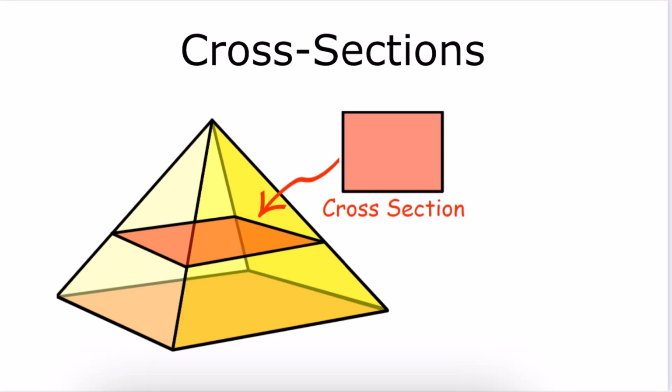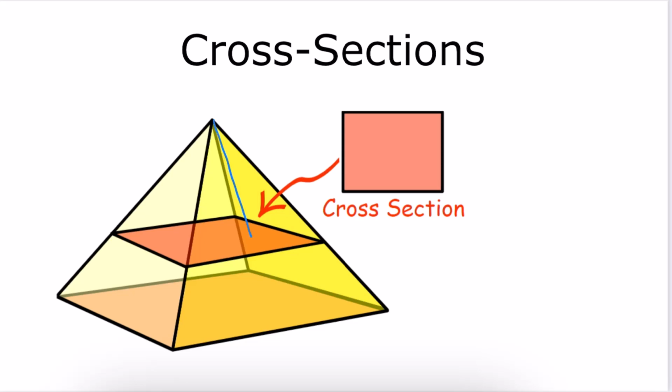So the idea of a cross section is you take a three-dimensional object, and you cut it. And the surface that's created by that cut is a two-dimensional space that's called one of the cross sections of that shape. And depending on which way you cut it, you will end up with different cross sections.